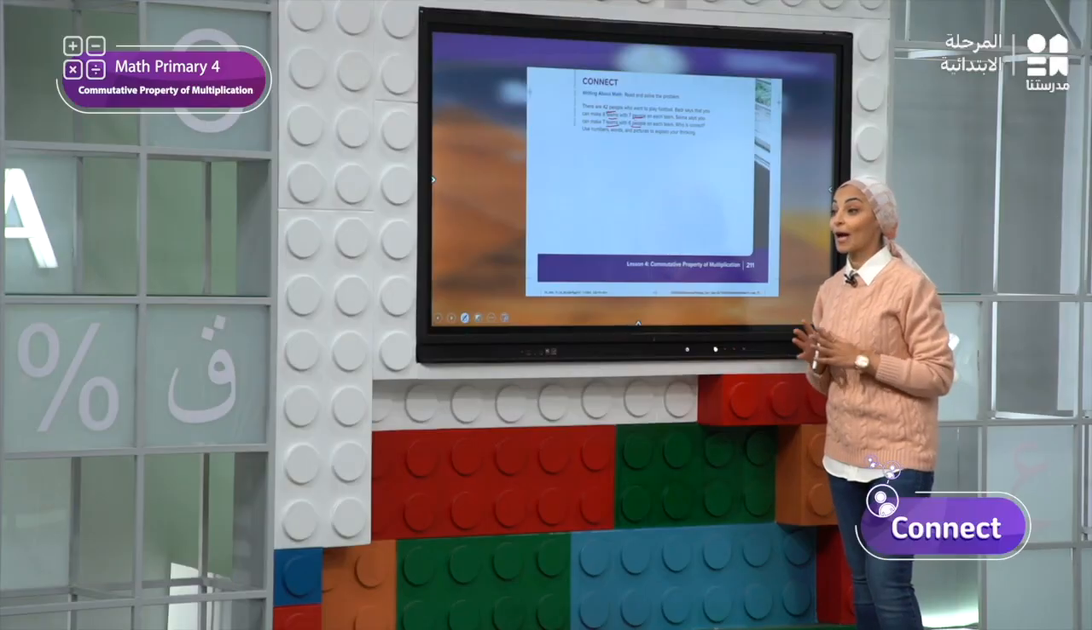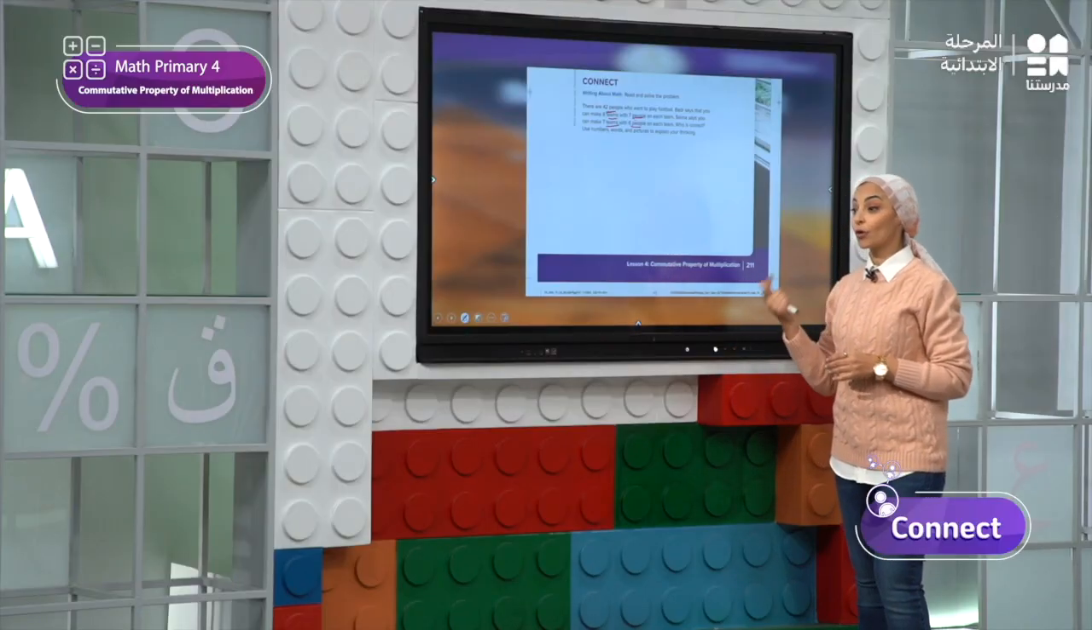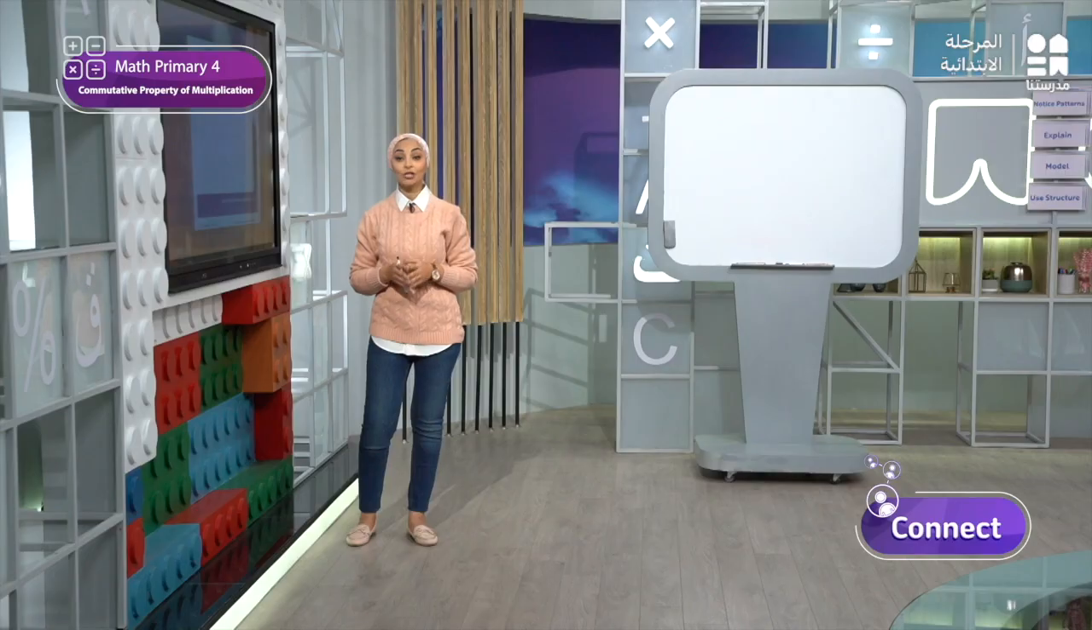Now, who is correct? Use numbers, words and pictures to explain your thinking. I will give you some time to think and please use numbers, words, factor, multiplication, product, equation, array, commutative property of multiplication. Use all this and you can also use rows and columns and pictures to explain and share your thinking.